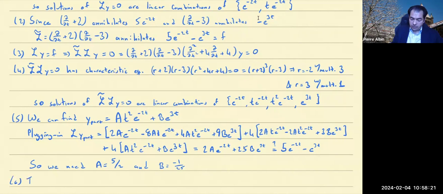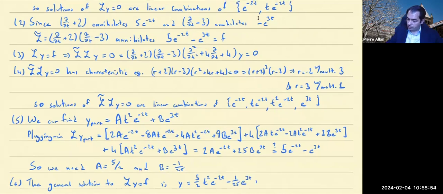And so then step six. The general solution to Ly equals f is y equals our particular solution, so 5/2 times t squared e to the minus 2t minus 1/25 e to the 3t, and then the general solution that we found in part one, so plus an arbitrary constant times e to the minus 2t plus an arbitrary constant times t e to the minus 2t.